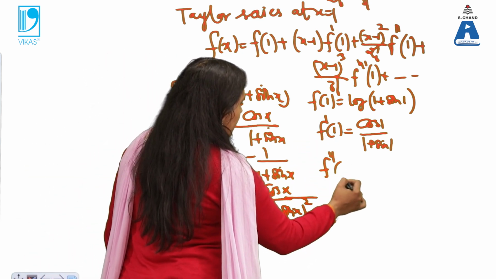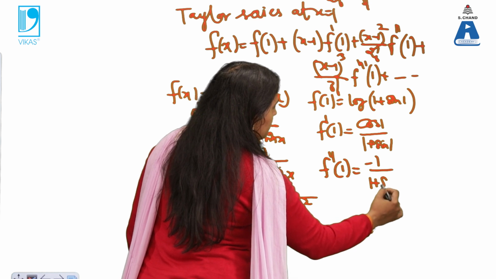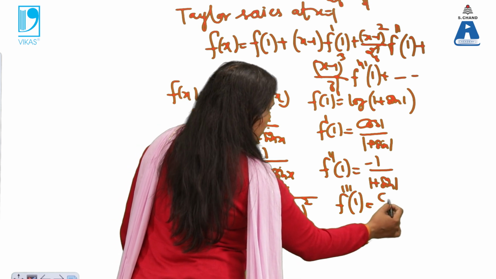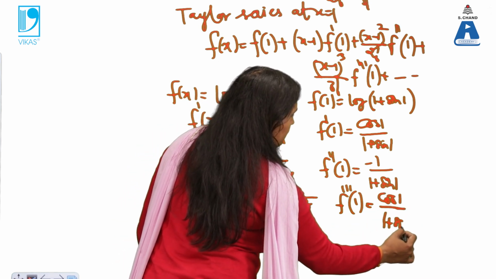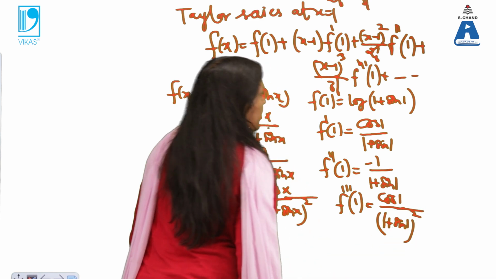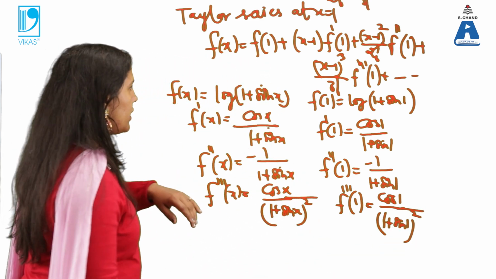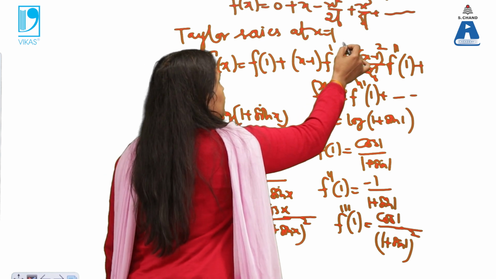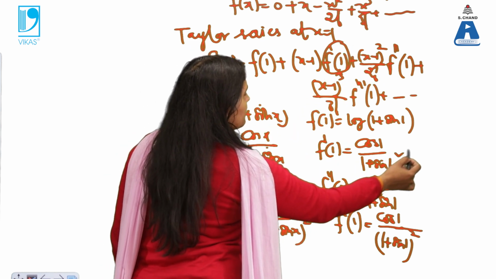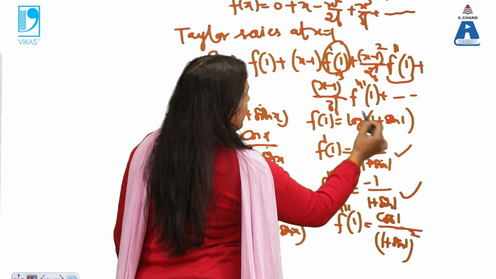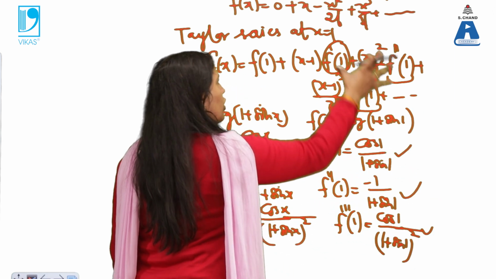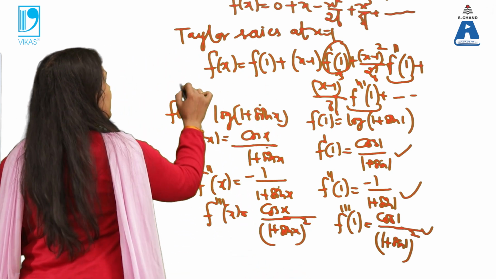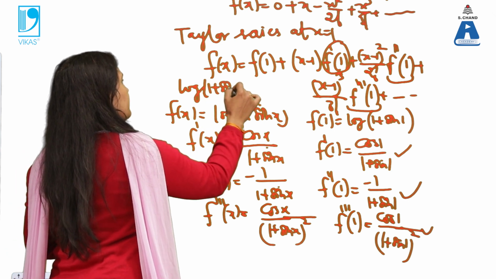So f double dash 1 will be minus 1 upon 1 plus sin 1, and triple will be cos 1. So these values you are substituting with the help of the calculator. I am just showing you how you are writing, and these values you can calculate. Just substitute these values here. It means finally what you will do, f dash 1 value from here you will substitute, then f double dash value and triple dash this. You will substitute all these values here. You will get the value of the log of 1 plus sin x at 1.